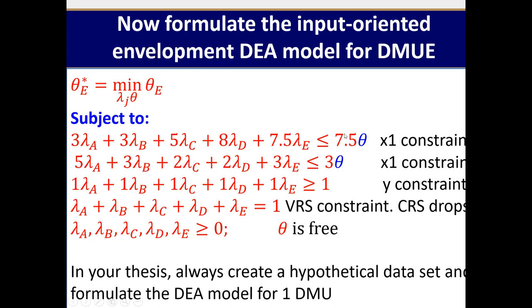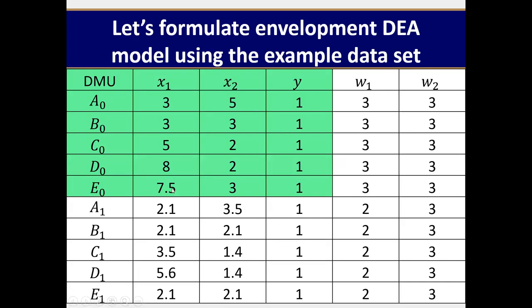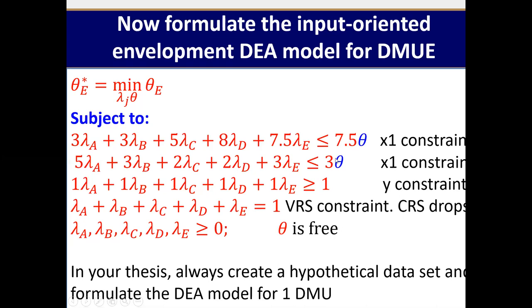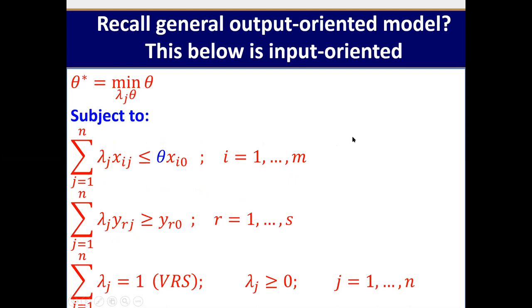The right-hand side should be the DMU you are assessing. In this context, we are assessing DMU E. So all of the inputs should be less than or equal to 7.5, and all of them should be less than or equal to 3. And then for the output, all of them should be greater than or equal to 1. But because you are doing input orientation, you give the theta. It's just the same formulation here.